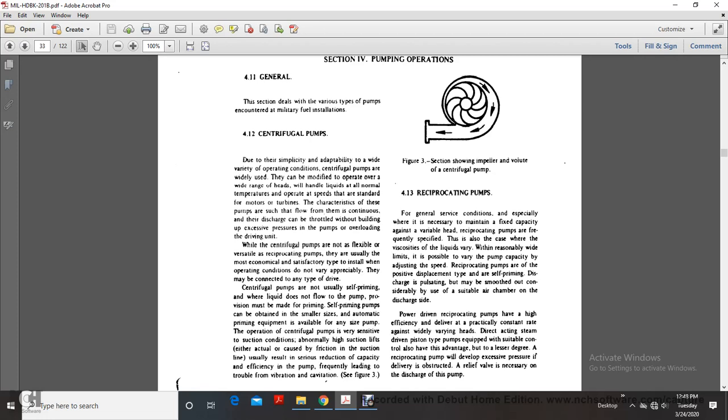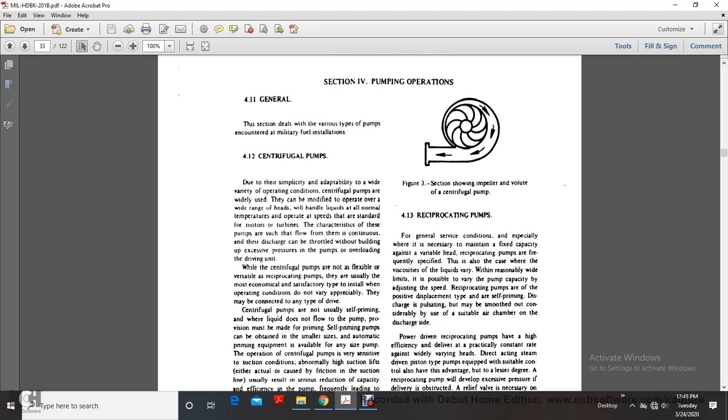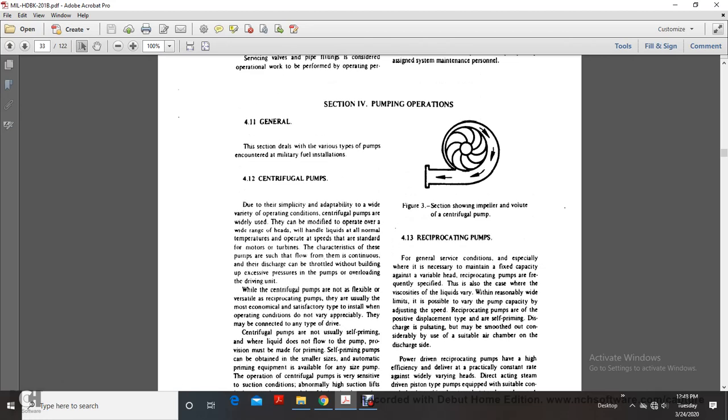Self-priming pumps can be obtained in smaller sizes with automatic priming. The equipment is available for any size pump. The centrifugal pump is very sensitive to such conditions. Abnormally high suction lifts and losses caused by friction in the suction line usually result in a serious reduction in capacity and efficiency of the pump, frequently leading to vibration and cavitation trouble. See Figure 3, a section showing the impeller volute in a centrifugal pump.